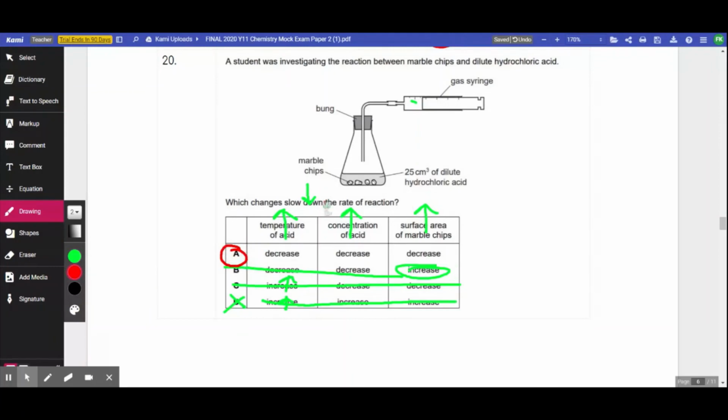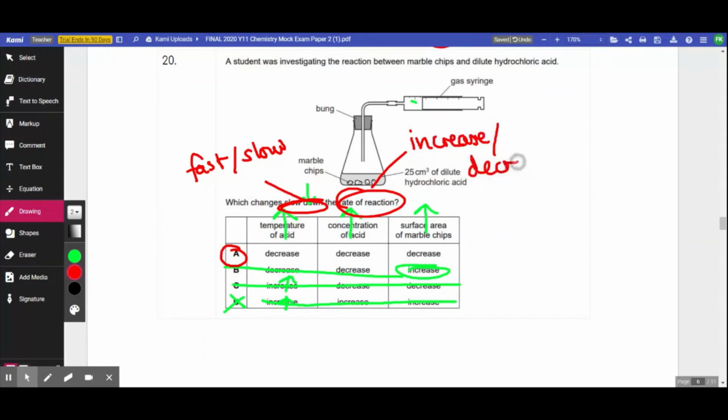Now, interestingly, you have to get used to phrases like slow or fast rate of reaction, but Cambridge actually prefer you to give changes in rate of reaction in terms of increase or decrease, because rate of reaction is actually a number. Rate of reaction is actually a number with units. And that's our final question for this video for part 2.